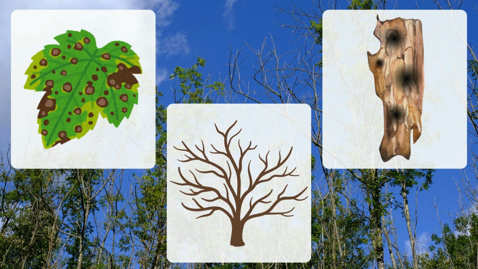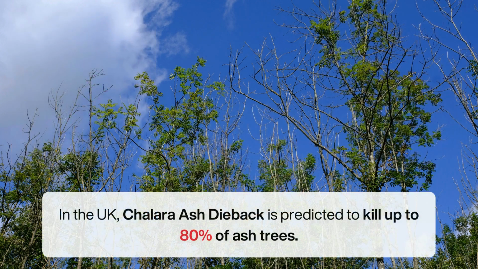As the infection progresses, it weakens the tree. This often leads to its death. The loss of ash trees has significant ecological consequences, as these trees are vital to many ecosystems. In the UK, for example, Chalara is predicted to kill up to 80% of ash trees.